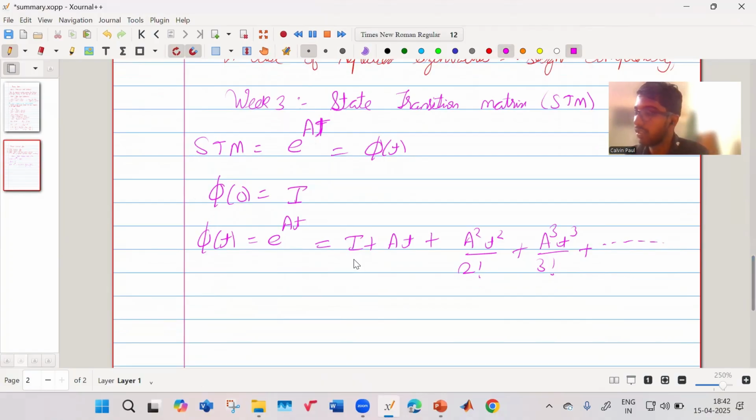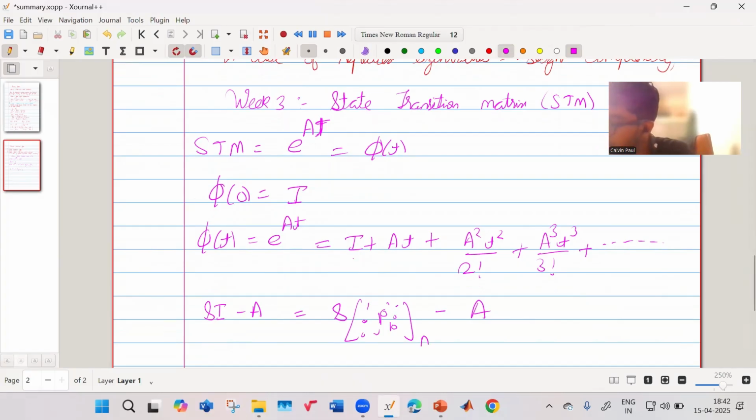So it looks complicated. How will you do A squared, A cubed, A raised to 4? It is very time consuming. So there's a simpler way. What you have to do is find sI minus A. So this is s into the identity matrix, 1 0 0 1, minus the A matrix. This will be size n cross n, and this is also size n cross n.